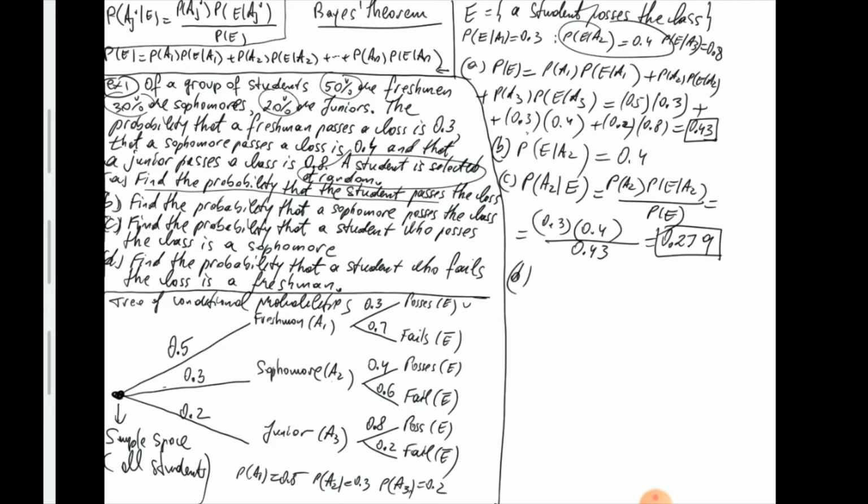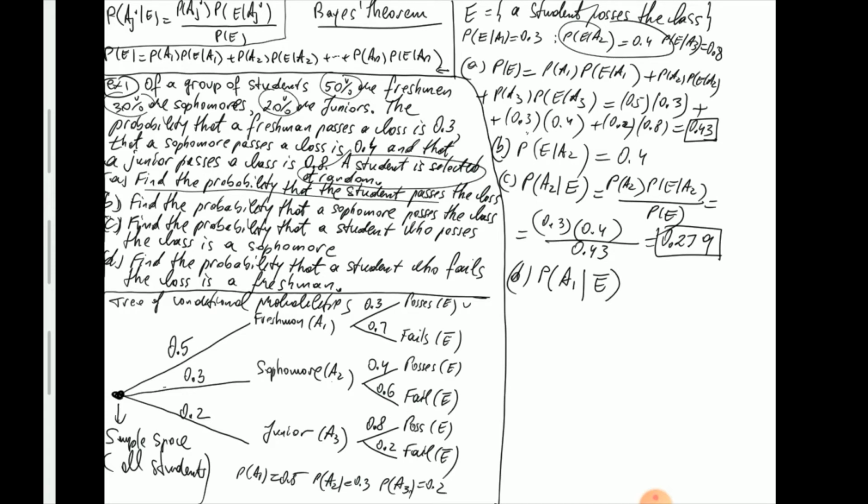Let's do part D together. Find the probability that a student who fails the class is a freshman. So this one, using our notation, is asking the probability that the student is a freshman, so the probability of A1, given that the student failed. So given the complement of E.